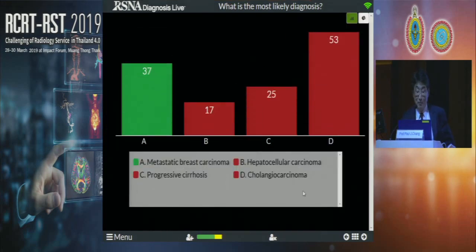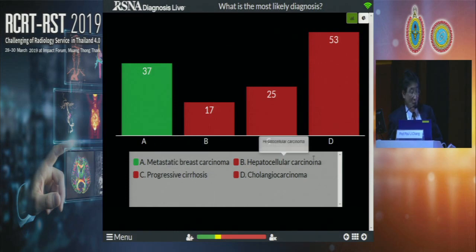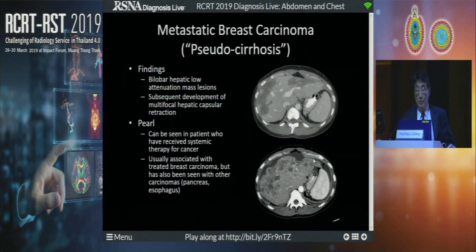Now most people, the most prevalent incorrect answer was cholangiocarcinoma. No, that's not right. That's not good. No, that should not be. You might want to think about cirrhosis perhaps. This is an important phenomenon to observe. What we call this is pseudocirrhosis, okay?